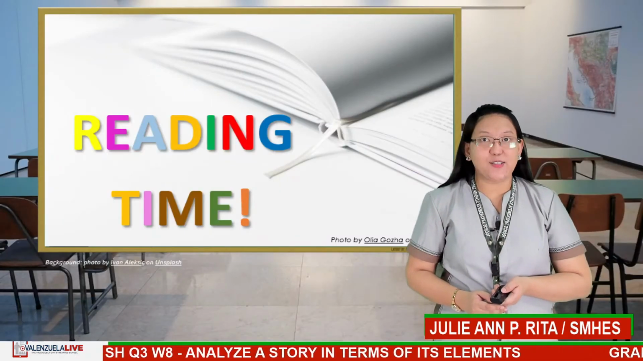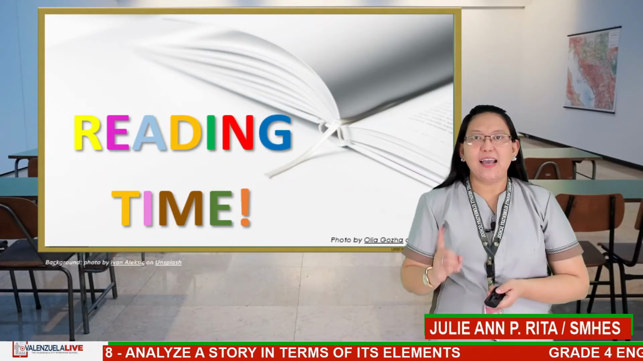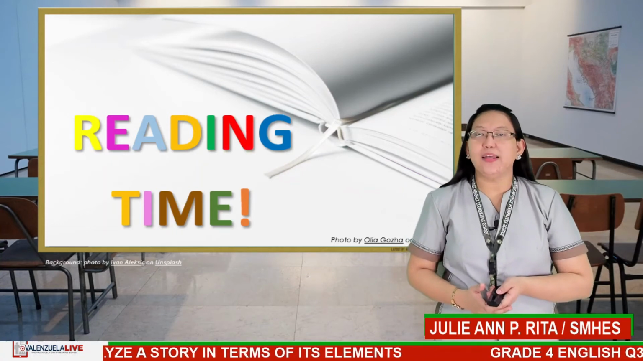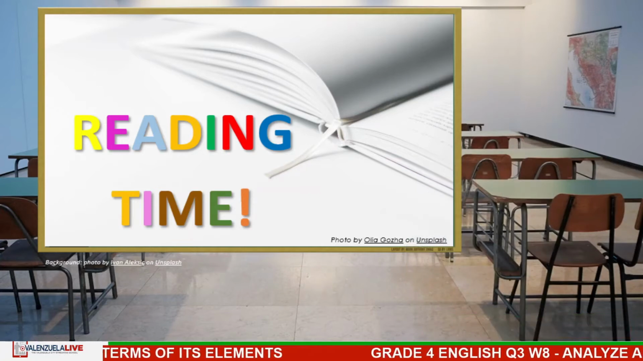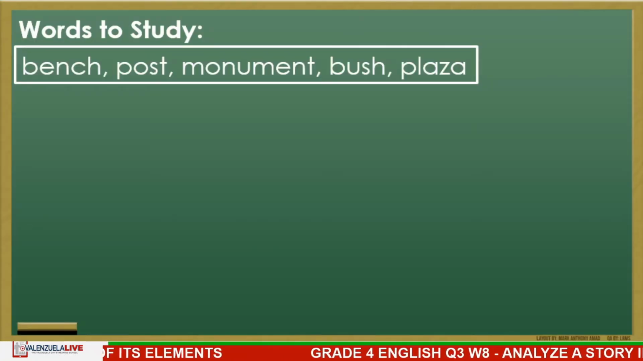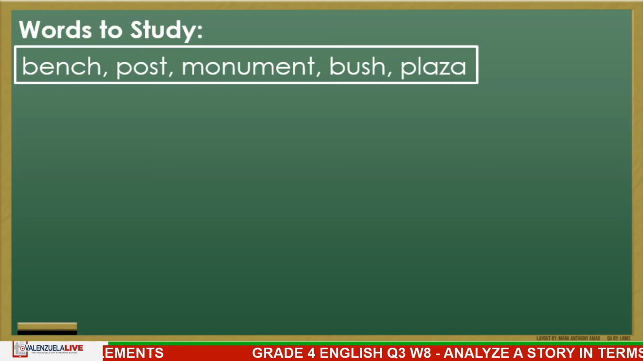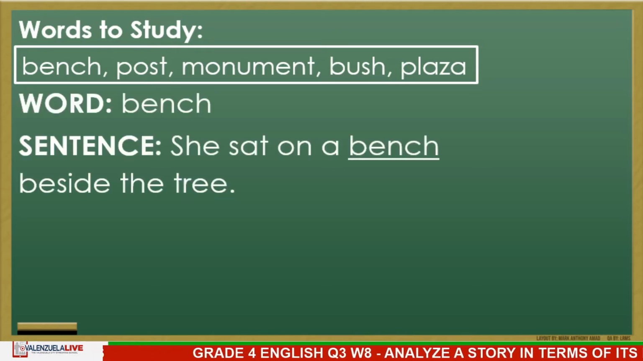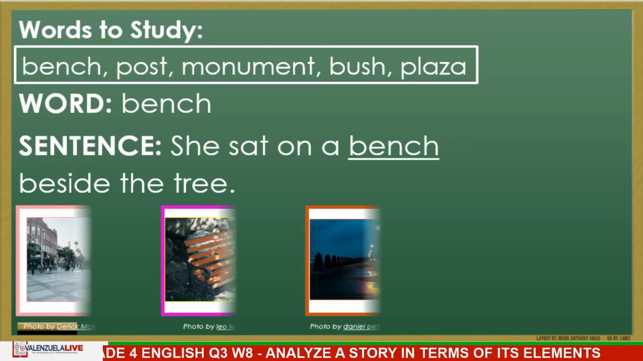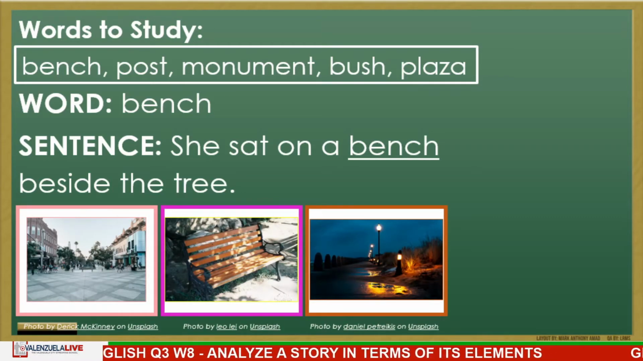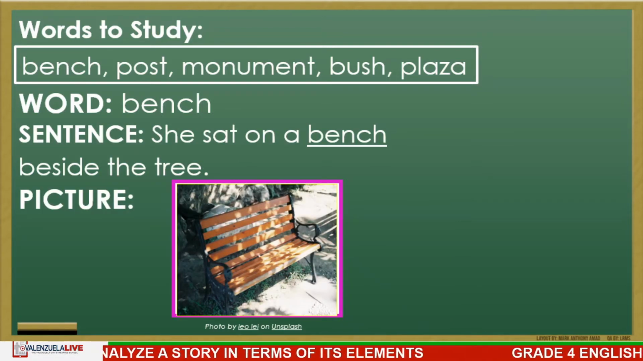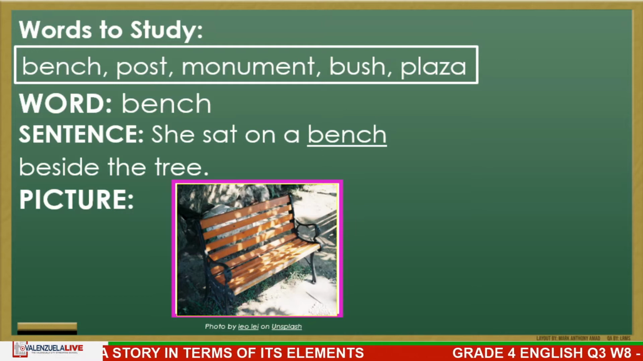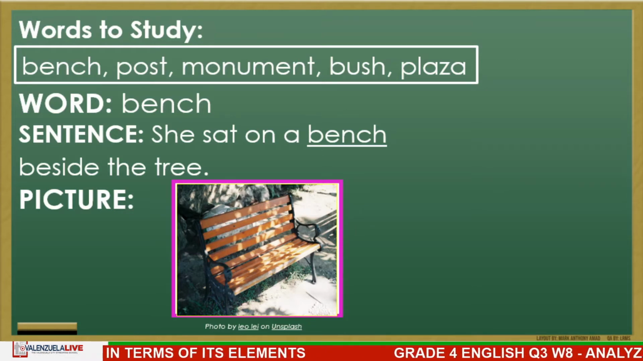It's time to read a story. Before reading, let us study these words that you will encounter in the story. The first word is bench. She sat on a bench beside the tree. Which picture shows a bench? That is correct. The second picture. A bench is a long seat for 2 or more people. It is a noun.